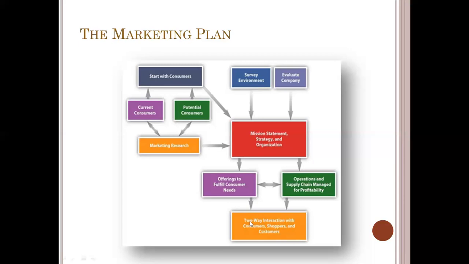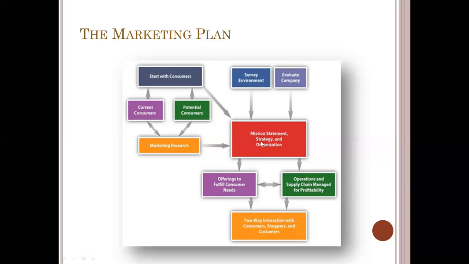So this one is the two-way interaction with consumers, shoppers, and the customers. Once the customer has decided that her personal value equation is likely to be positive, then she will decide to purchase the product. And that decision has still to be acted on, however, which is the exchange. So this is it.